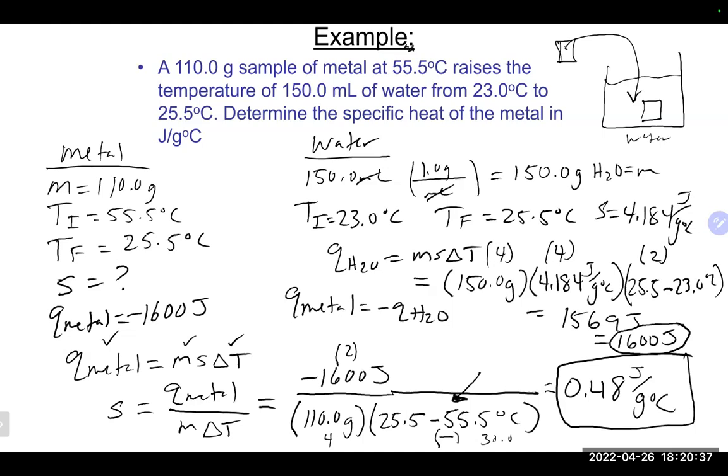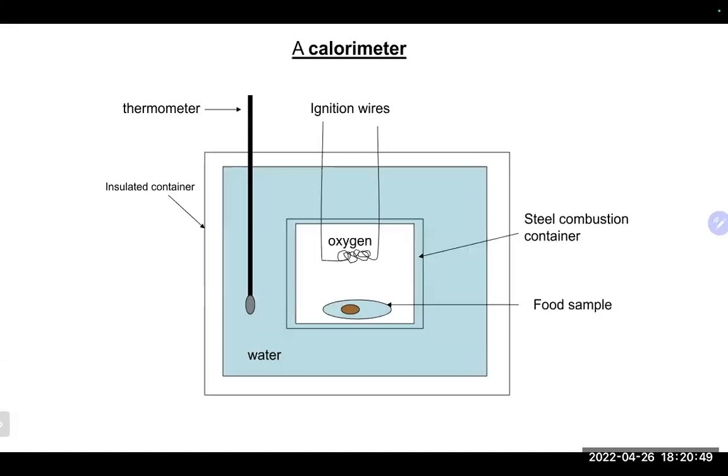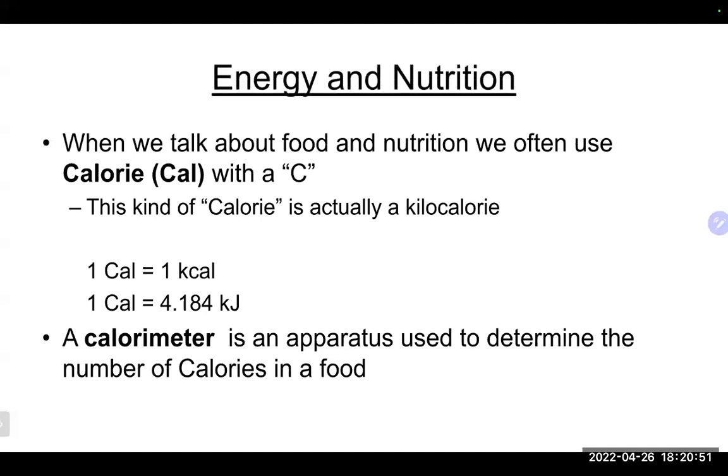Other questions? All right, questions on specific heat. So obviously you need to know how to calculate it. Like I said, I think we're doing a lab next week on specific heat. So let's talk a little bit about energy and nutrition. I think we might have talked a little bit about it the other day as well.